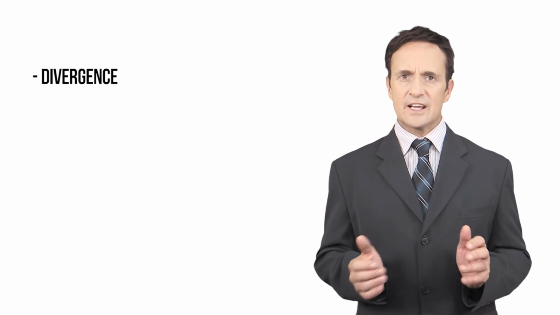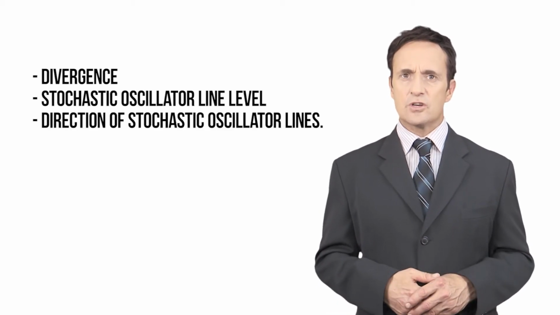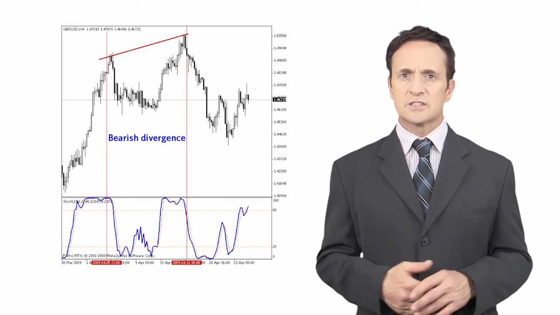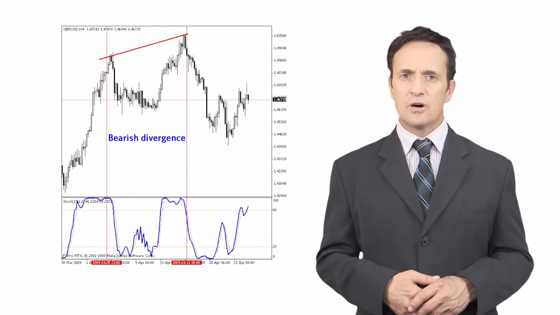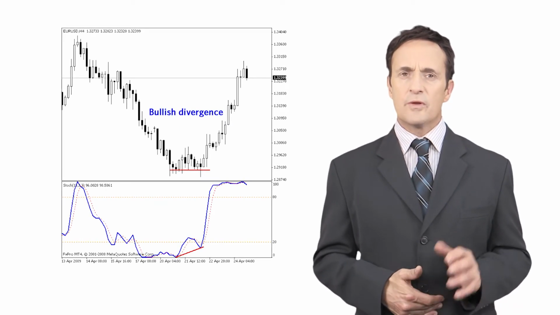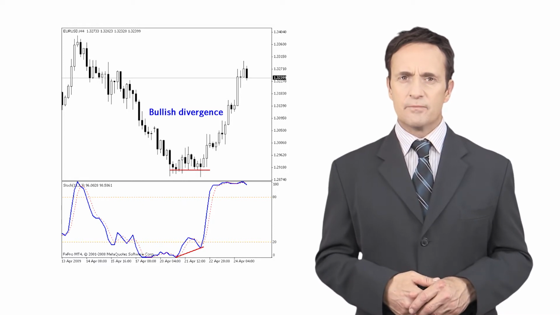The stochastic oscillator forms 3 types of signals arranged in descending order of importance: divergence, stochastic oscillator line level, and direction of the stochastic oscillator lines. Bearish divergence occurs when the D curve is higher than 80 and forms 2 peaks while the prices continue to rise. Bullish divergence is formed when the D curve is below 20 and forms a double rising base, and the prices continue to fall or stay the same.